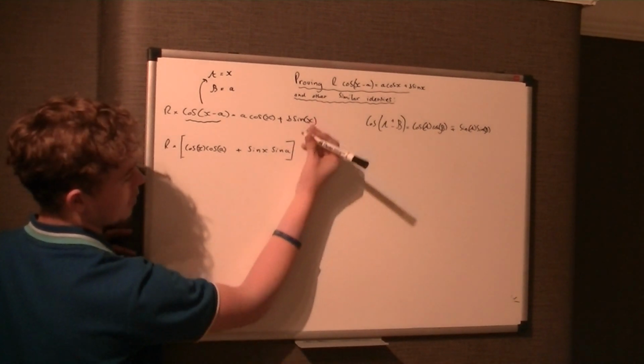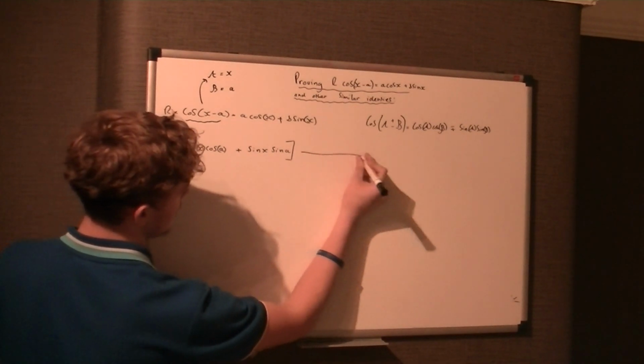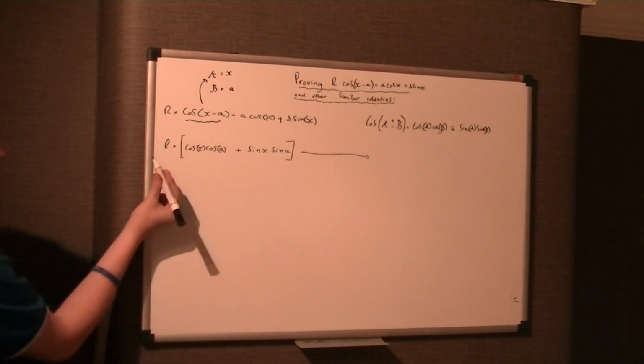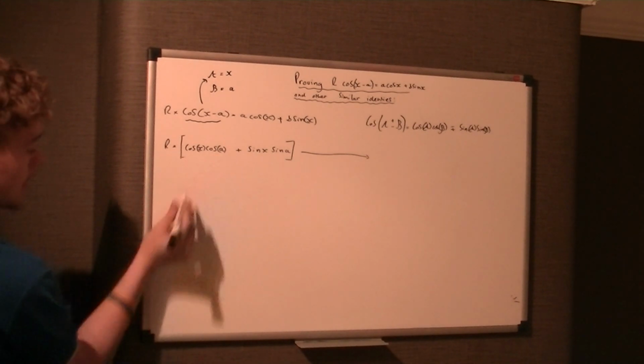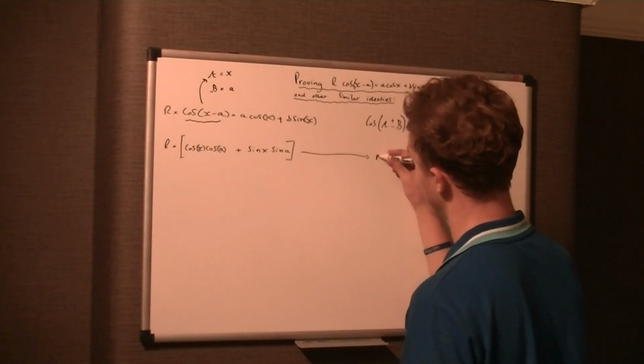And obviously you could write equals that, but I'm not going to because I'm lazy. Now, what we should do is expand this out. Now we're not going to do cos squared x A. Obviously it's R times cos x cos A plus R times sin x sin A. So we're going to write that in that format.